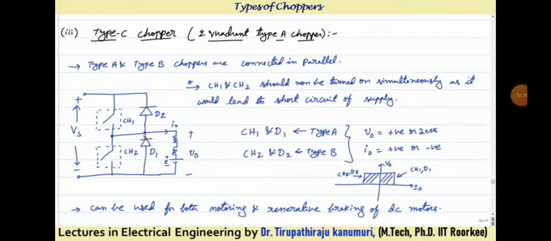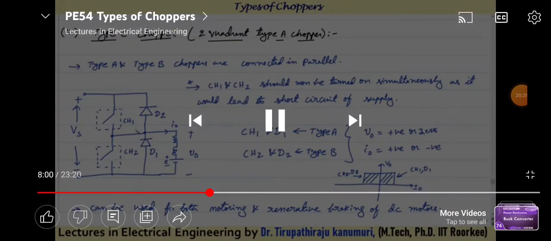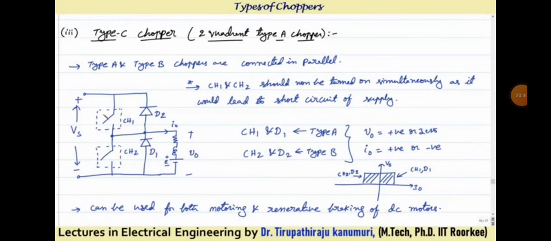Let us see how this will operate. When you are operating chopper 1 in association with the diode D1, it will act as a step down chopper or type A chopper. You can see here, when chopper 1 is closed, the current passes like this to your load. And when this is open circuited, it will continue to freewheel through the diode D1. This is the type A chopper. In the type A chopper, we know the output voltage will be positive or 0, but the output current is always positive.